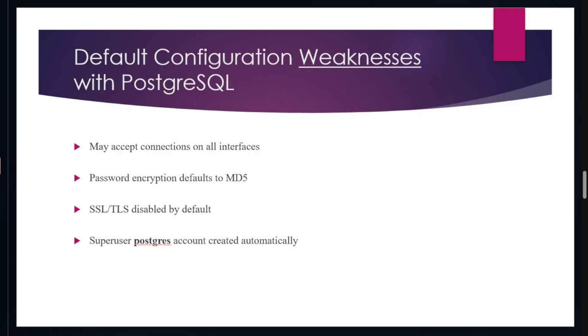Finally, Postgres automatically creates a superuser account called postgres. If left unchanged or poorly protected, this account becomes a high-value target. Renaming it or securing it with strong credentials is a critical first step.